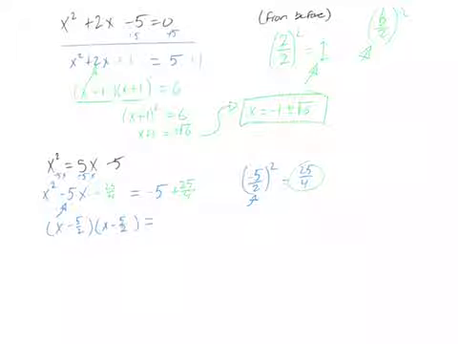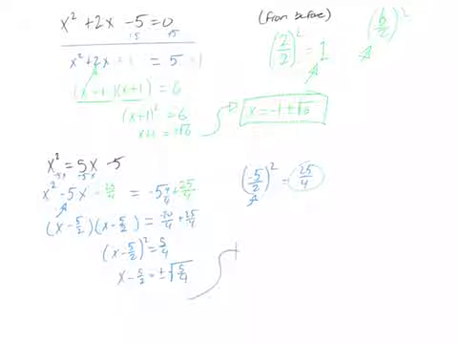And then this is going to be what? If I multiply this by 4 over 4, negative 20 over 4 plus 25 over 4. This is going to be x minus 5 over 2 squared. It's going to equal 5 over 4. So x minus 5 over 2 is equal to the plus or minus square root of 5 over 4.